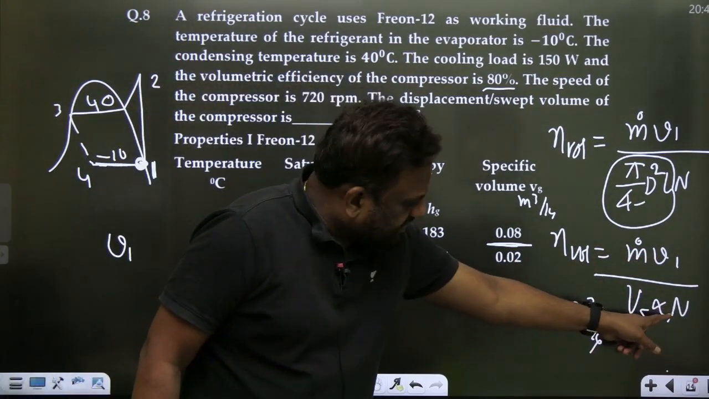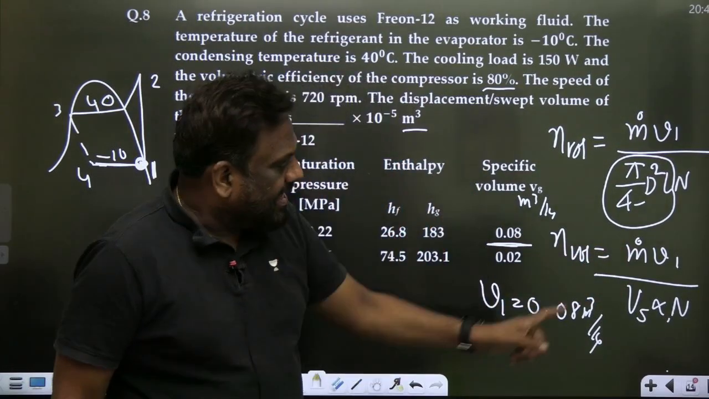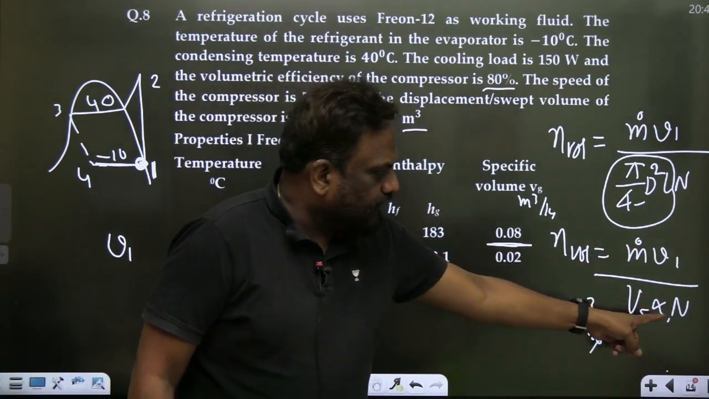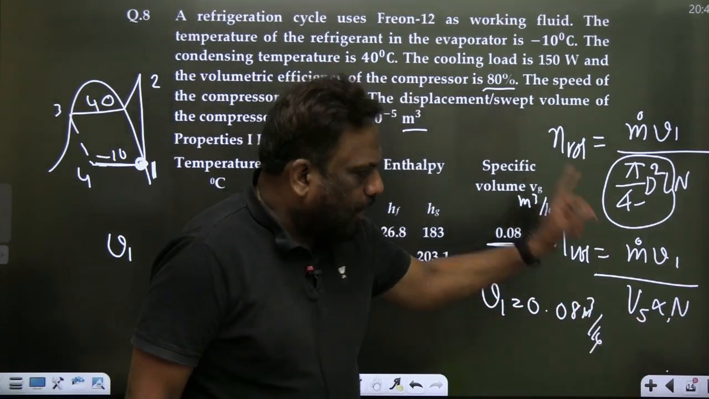He is asking for the swept volume. Speed is given. Volumetric efficiency is given. Unfortunately, I don't know the mass flow rate. Listen carefully, sir. Let's keep mass flow rate in kg per second. RPM we will convert to RPS, so units will match. How to find m dot?